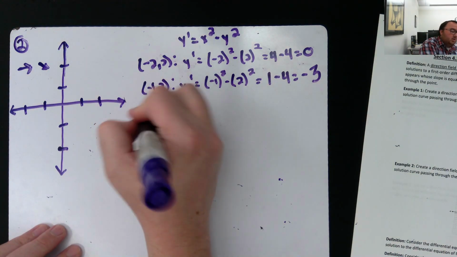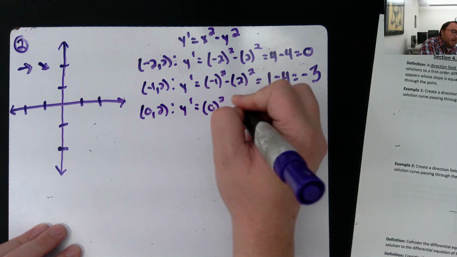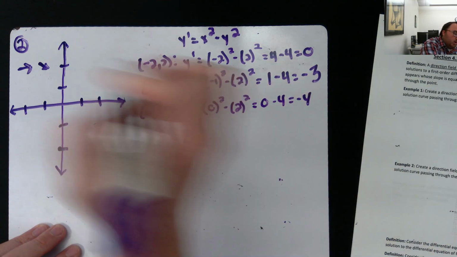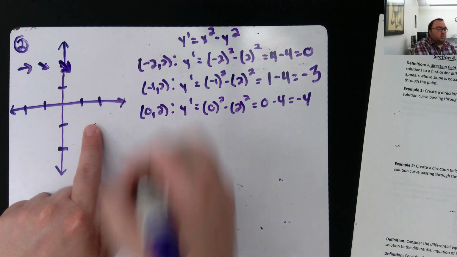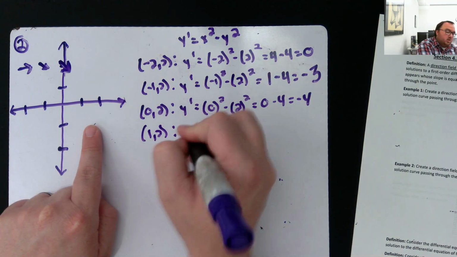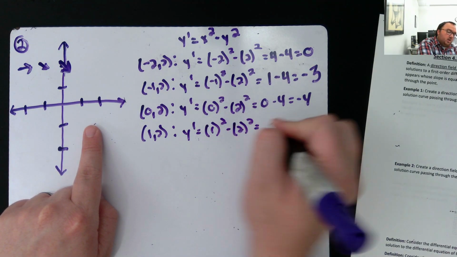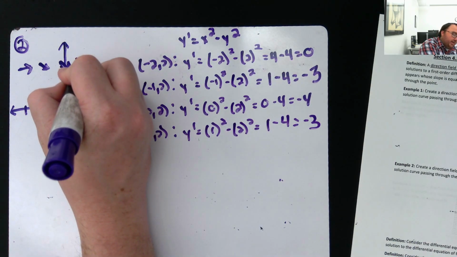0, 2. Y prime equals 0 squared minus 2 squared. That's 0 minus 4, which is negative 4. So pointing down. Next point is 1, 2. Y prime equals 1 squared minus 2 squared, which is 1 minus 4, which is again negative 3. So that's also pointing down.